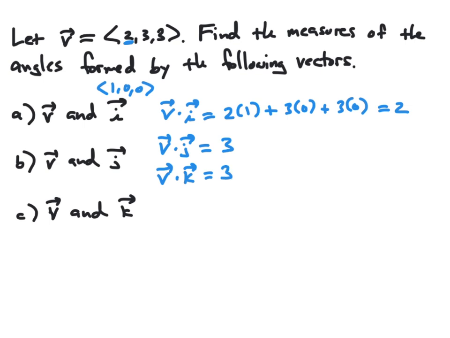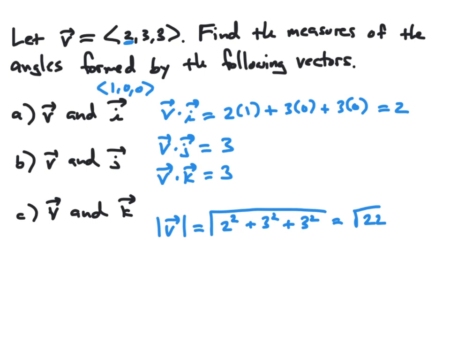We'll also need to know the magnitude of vector v, which we can compute here. This would be the square root of 2 squared plus 3 squared plus 3 squared. So the square root of 4 plus 9 plus 9, which is the square root of 22. So the magnitude of v will be the square root of 22.